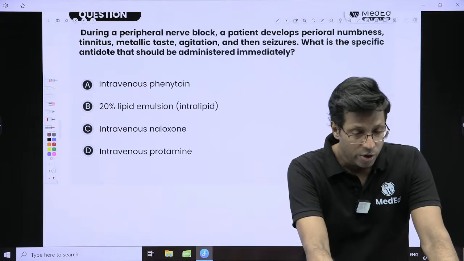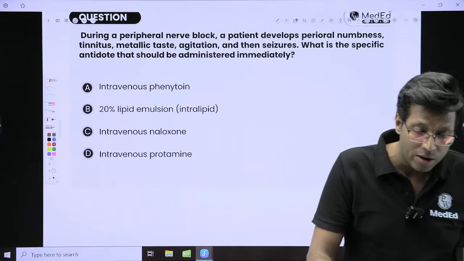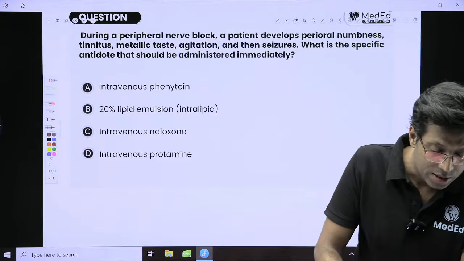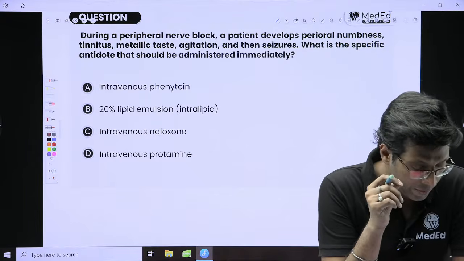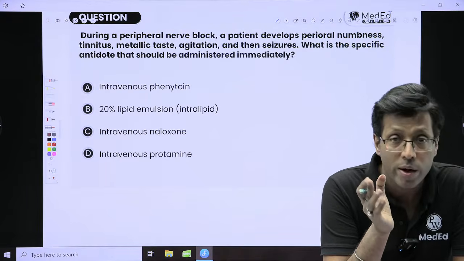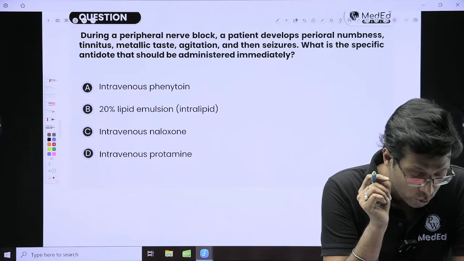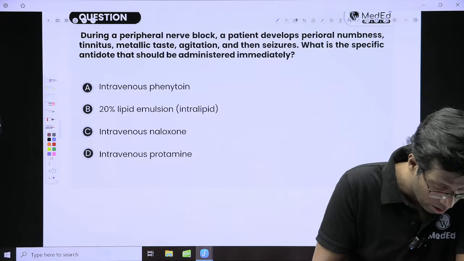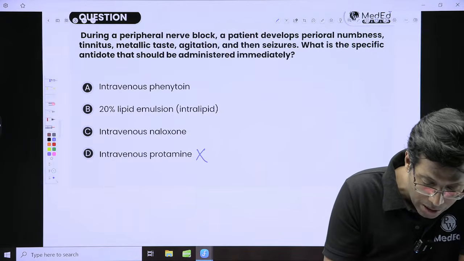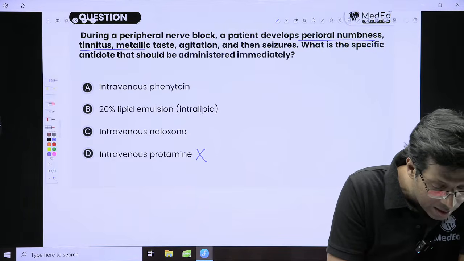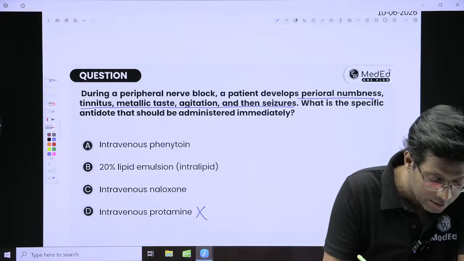Now, during a peripheral nerve blockade, okay, a patient develops perioral numbness, tinnitus, metallic taste, agitation, and then seizures. What is the specific antidote that should be administered immediately? Is it intravenous phenytoin, 20% lipid emulsion or intralipid, intravenous naloxone, or intravenous protamine? So if you know, protamine out, okay, protamine is out. Peripheral nerve block, there is perioral numbness, there is tinnitus, metallic taste, agitation, and then seizures, which means you are dealing with that systemic toxicity of local anesthesia drug.